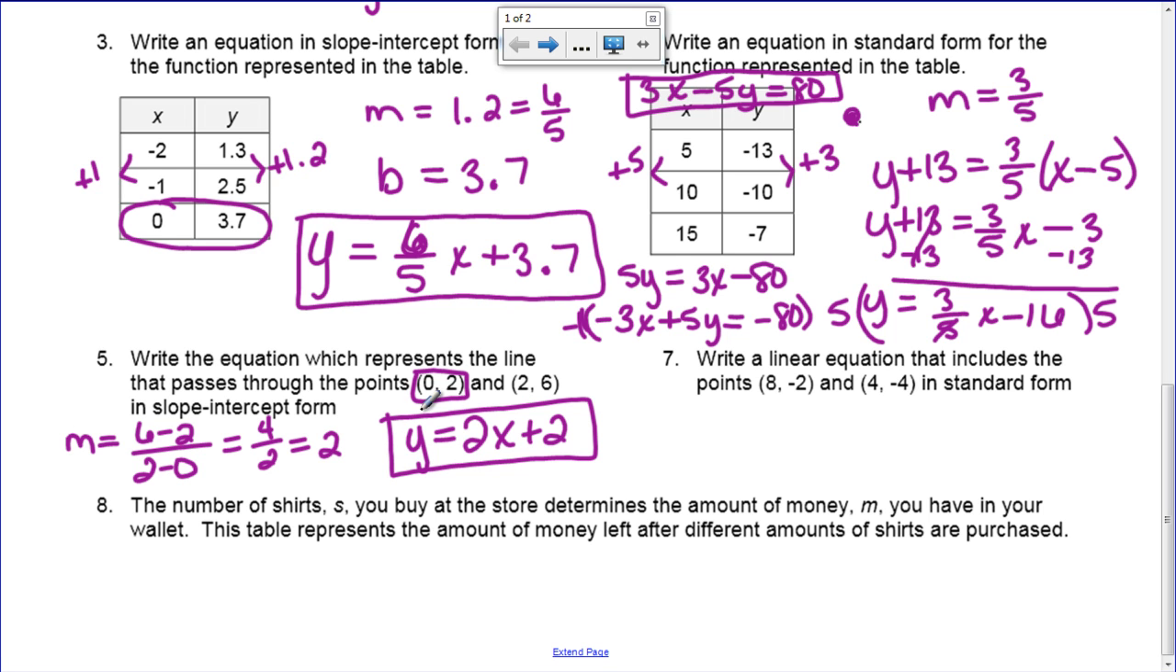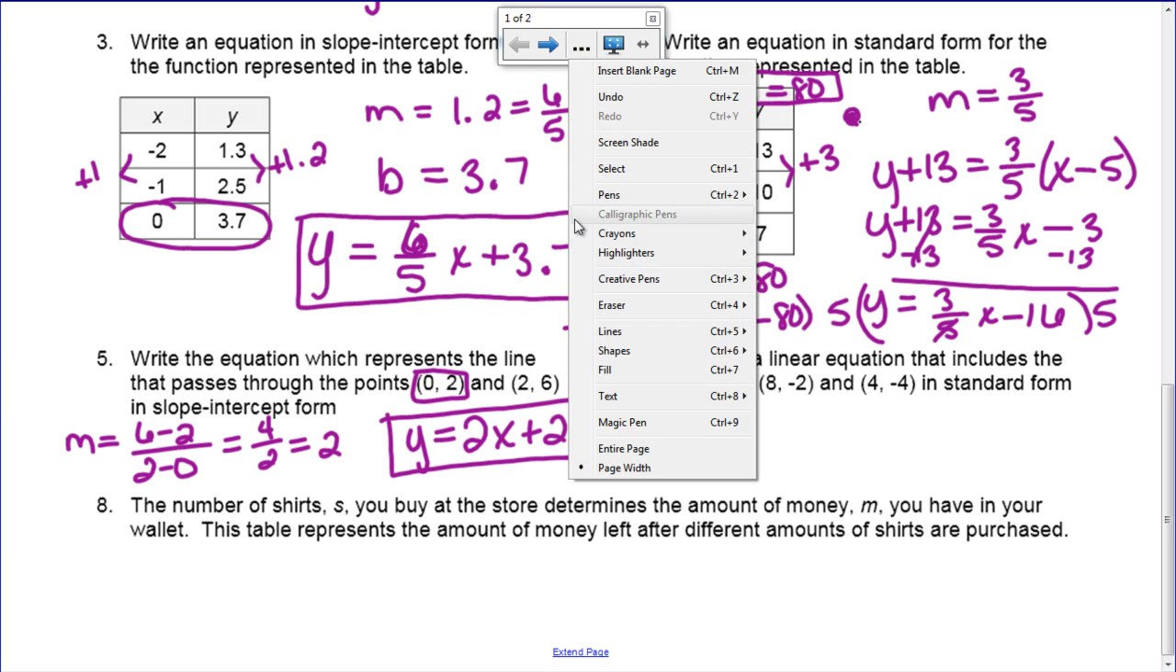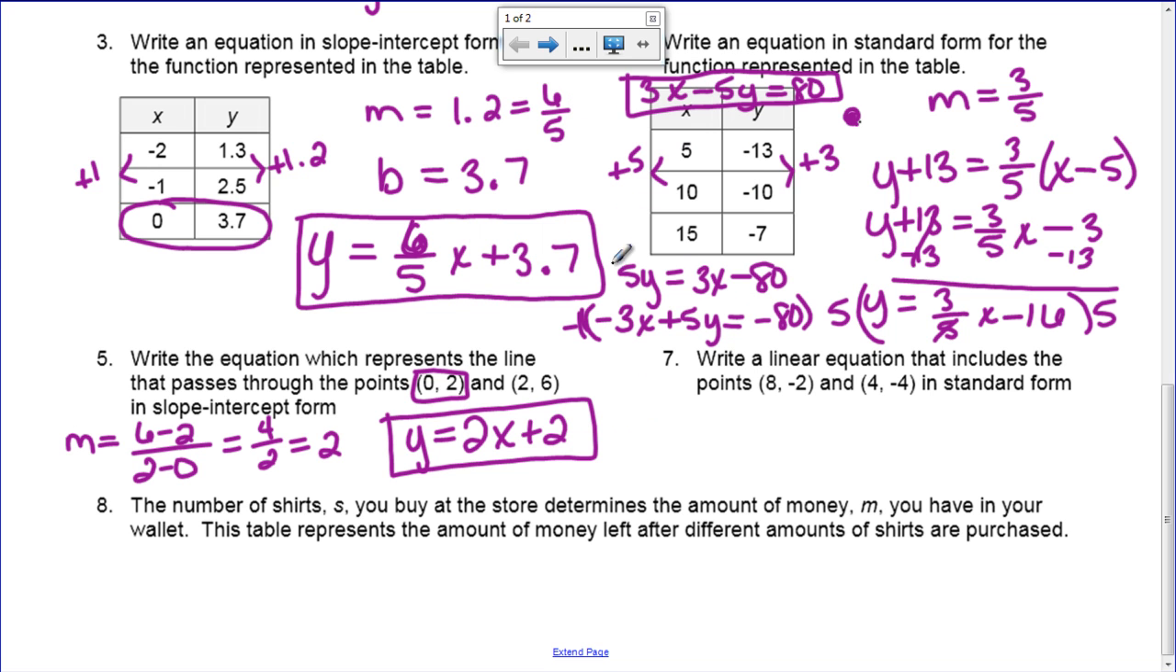Number 7, on the other hand, is not so easy. Okay, they ask us to write an equation that includes those 2 points, and they want it in standard form. Well, you have a couple of options. You can make a table here, so we can find the slope pretty easy. Or we can find the slope like we just did. I'm going to, first of all, see if I can fix this so that I have a little more space to write. Well, since I don't have a whole lot of room to write, I'm going to go to a blank page so that I have plenty of room to do this problem. You can add an extra sheet of paper, but I'm going to write these 2 points on a blank page over here.